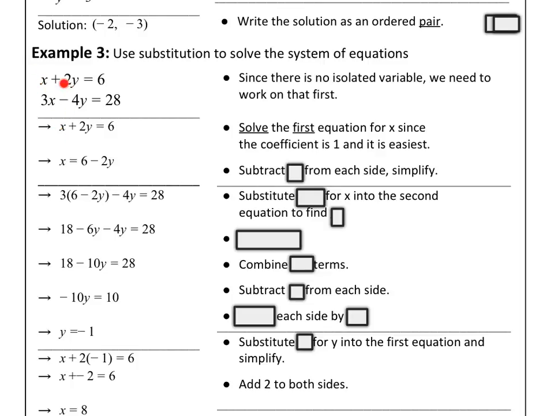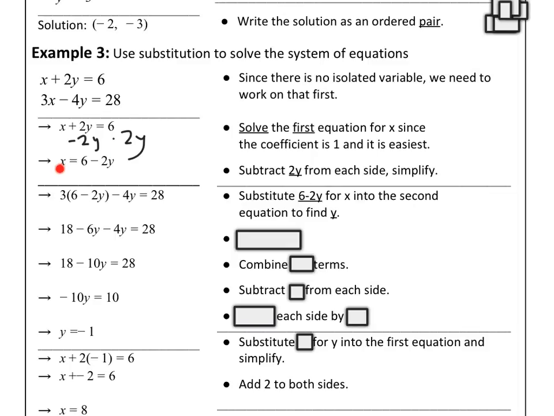So we'll take that equation, x plus 2y equals 6. And if we subtract 2y from each side, keeping balance, that's going to move that 2y to the other side, and we'll get x equals 6 minus 2y. And that's what we did there. Subtract 2y from each side and simplify. Next step, we want to substitute 6 minus 2y for x into the second equation to find the y.